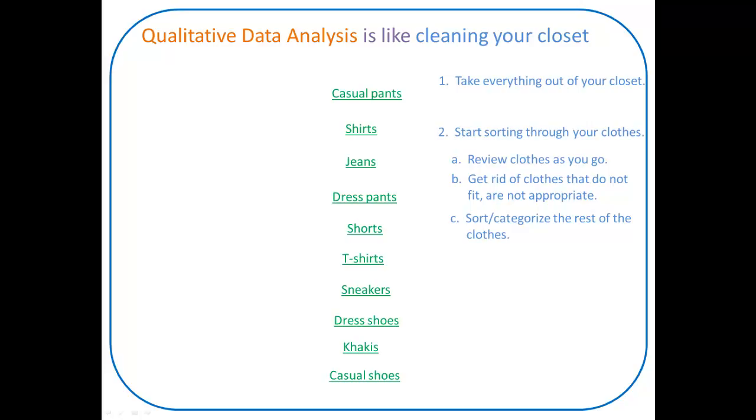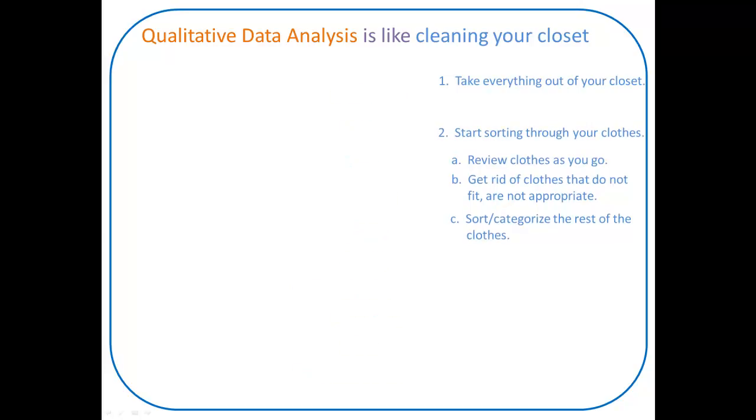So it probably makes sense for me, once I've come up with all these categories, to re-look at these categories and see if they can be combined in some way. So for example, I might decide that khakis can actually go in the casual pants category. Or I might decide that sneakers can go in the casual shoes category. Or I might decide that I need to come up with a different organizational strategy that combines all those categories.